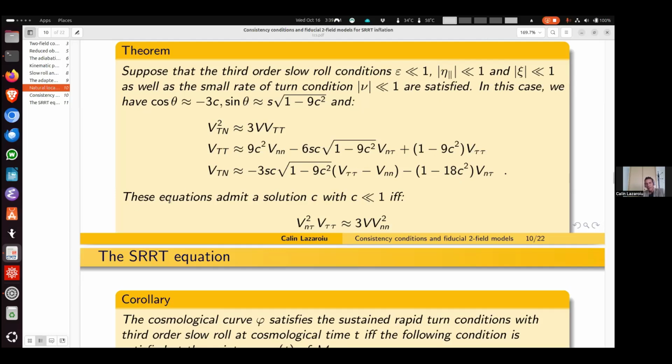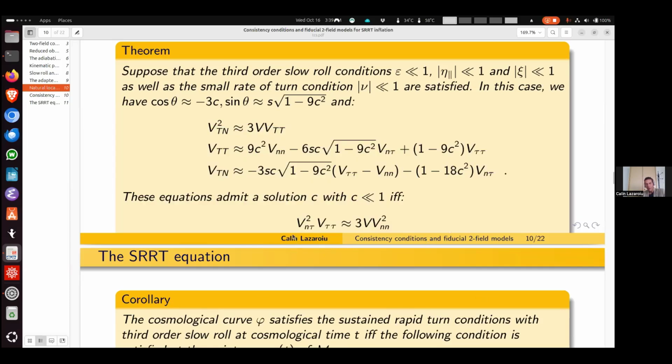Okay? And these equations admit a solution C. So you can view this as a system of equations. The last two equations form a system which you can view as equations for C. And you can solve for C, and the statement that these equations admit a solution C, which happens to be much smaller than 1, where this conservative parameter C is always positive, holds if and only if this relation is satisfied by the scalar potential.